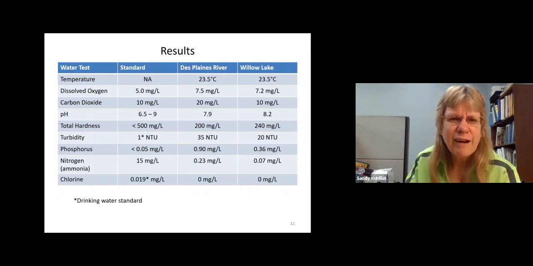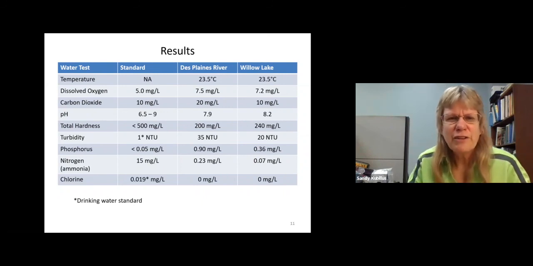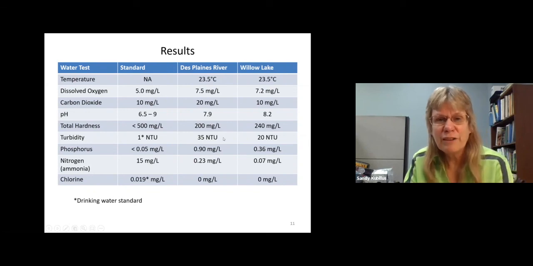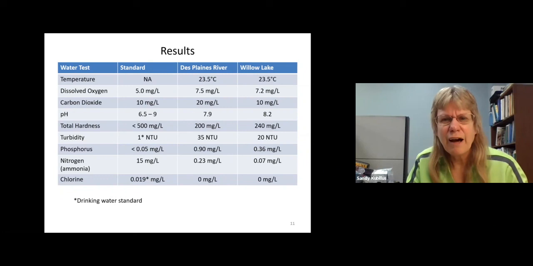And hardness was less than 200 milligrams per liter, but remember it's much higher than the 180, so 200 and 240, so they were both very hard samples. And turbidity was quite high, 35 versus 20. Des Plaines River was much more turbid. And our drinking water standard is 1. Remember, there's not a surface water standard.